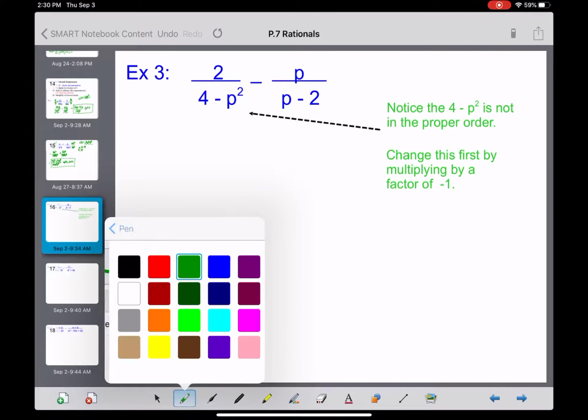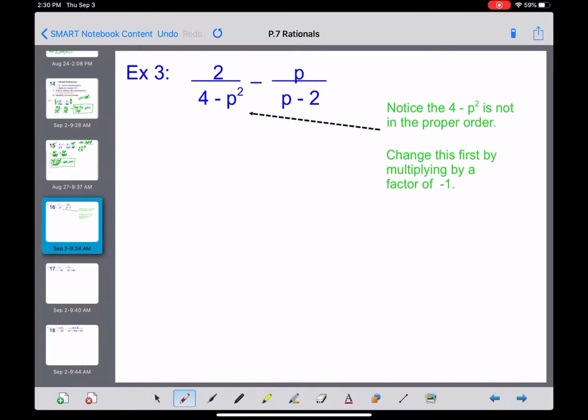Okay, I'm going to try this one. So 2 over 4 minus p squared. 4 minus p squared is not in the proper order. Like normally when we want to factor, because remember our first step is factoring, normally it would look like this. Okay, your p squared would come first. That's just going to make it easier to factor, really. So you can change that first by either multiplying by a factor of -1, or you can think of it as factoring out a -1. So I'm going to multiply by -1 on the top and bottom.